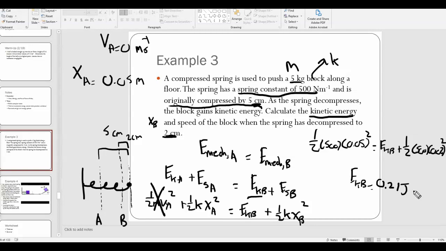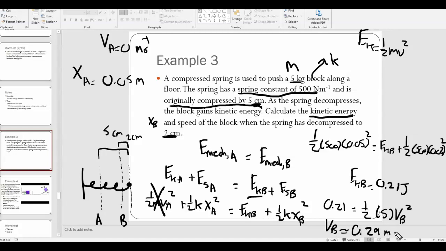Okay, so we found the kinetic energy when the spring is decompressed. Now if we want to find the speed, all we have to do is use the kinetic energy equation, which is 1/2 mv squared. And so I know that 0.21 is equal to 1/2 times 5 times VB squared. And now I just need to rearrange and solve for VB. Okay, so I've got 0.21. I'm going to multiply both sides by 2, divide both sides by 5, and then take the square root. Okay, and I get 0.29 meters per second. Okay, so there you go. That is example 3. Pause it there if you need to look at that some more.